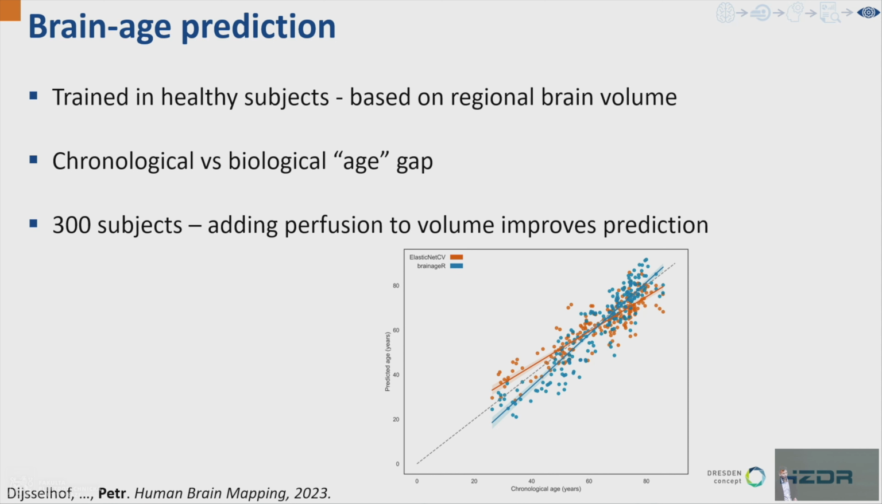And so right now we're gathering more subjects. We have around 1,000 or 2,000 subjects for more training. Hopefully we'll get more to be able to use some deep learning on the images itself, and hopefully also apply this to disease.